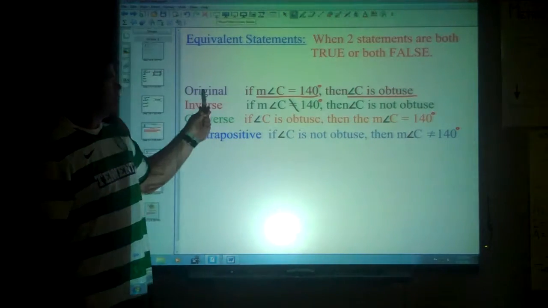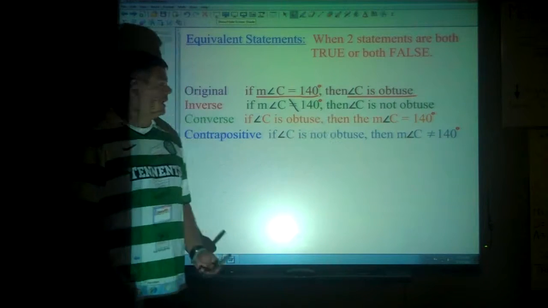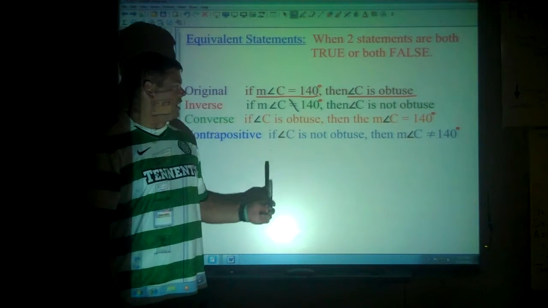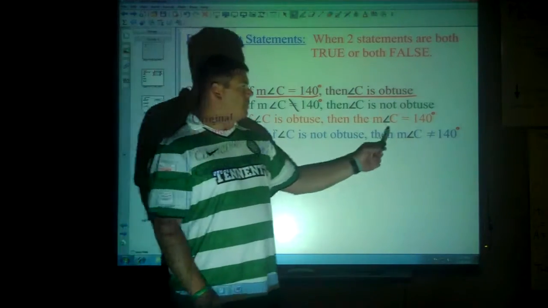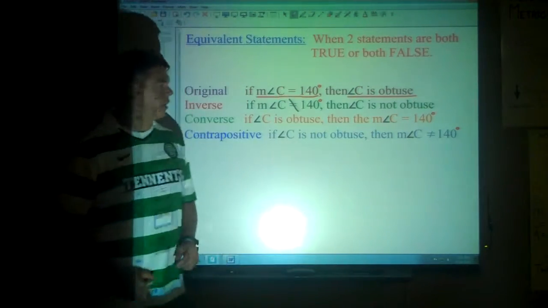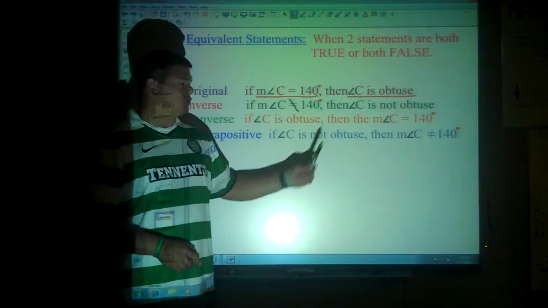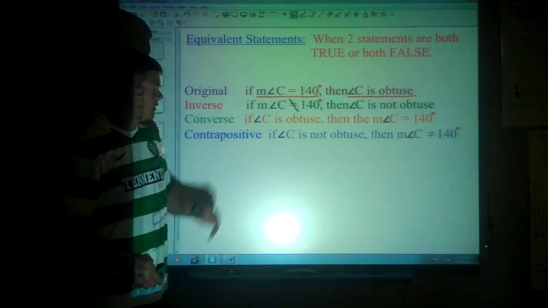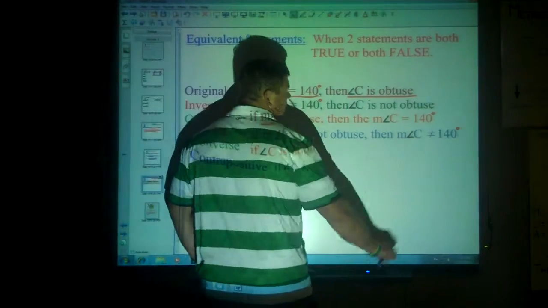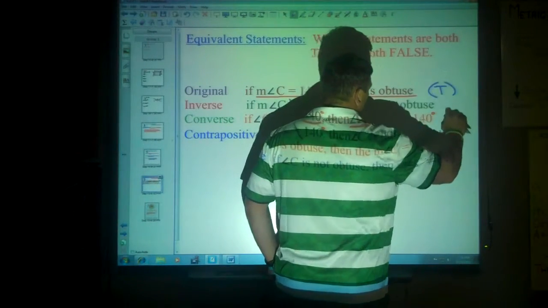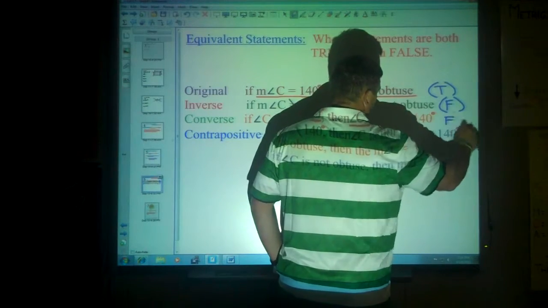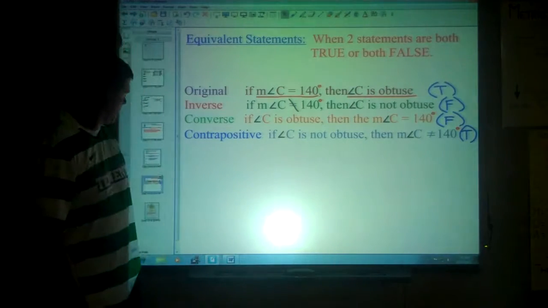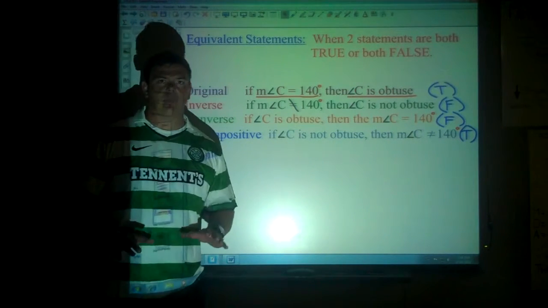The contrapositive, if you recall, is going to take the original statement, switch the order and negate it. So we have if angle C is not obtuse, then the measure of angle C is not 140 degrees. The fact that it's not obtuse means it can't be something greater than 90 and less than 180, so it can't be 140. So that is actually true. If we look at this, we would have a true, false, false, true scenario. So just remember, I'm going to say it one more time with the hands.